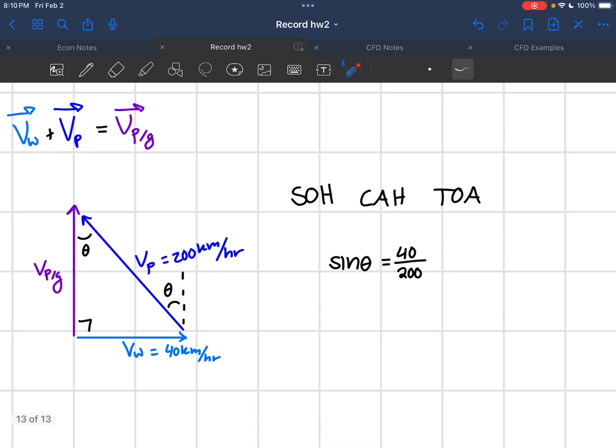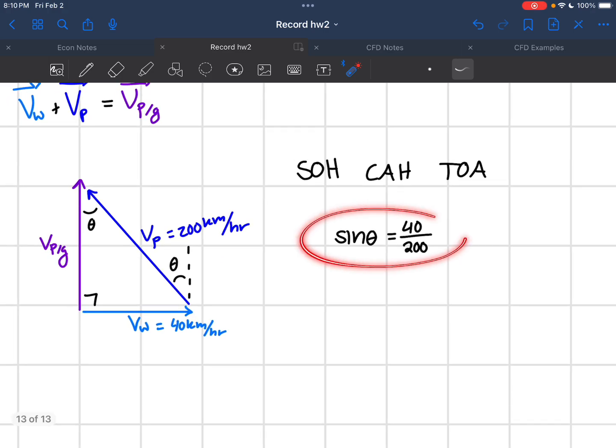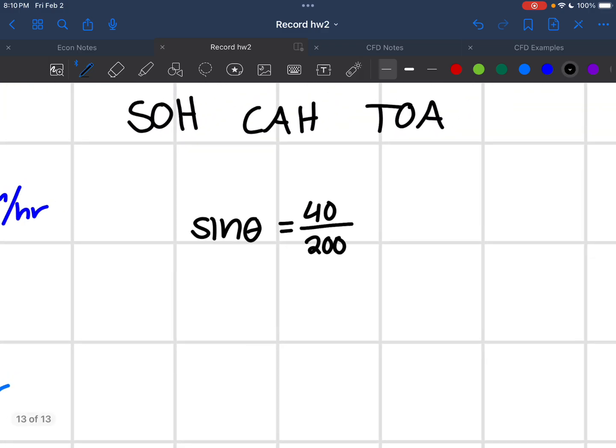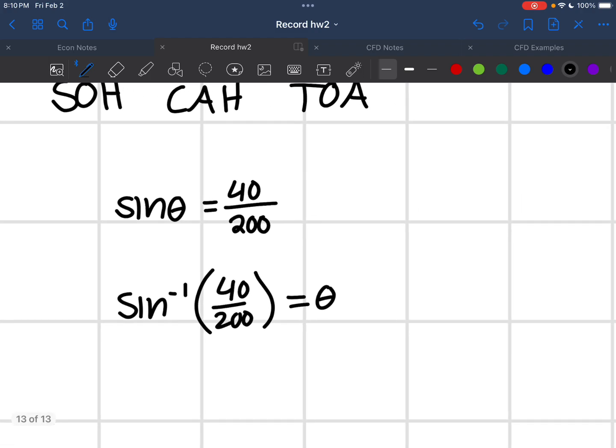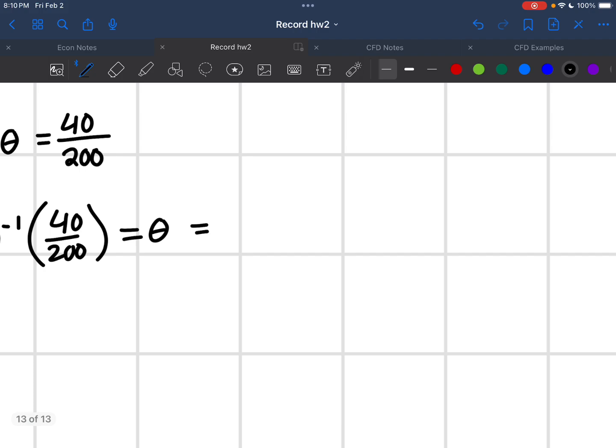So when in doubt, or just as a precaution, I like to base all my calculations as much as I can off of numbers that were given in the problem, just so I don't have that cascading error effect. But either way, I'm going to take the inverse sine of both sides. So sine inverse of 40 over 200 will give me theta.